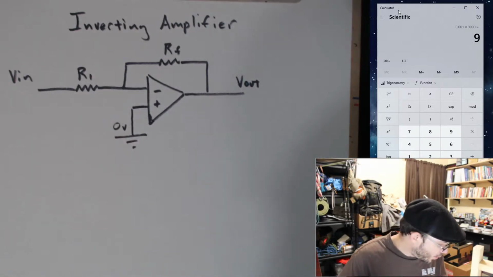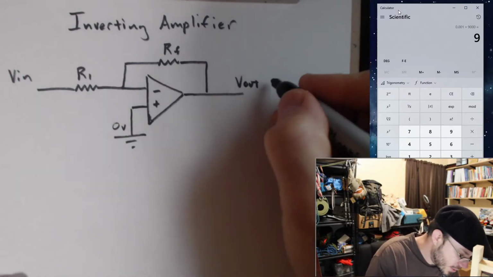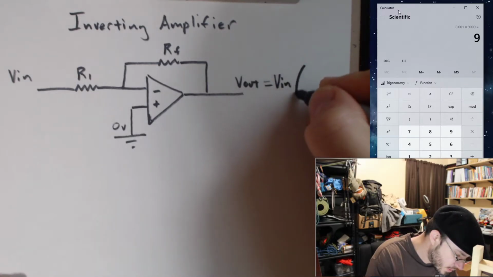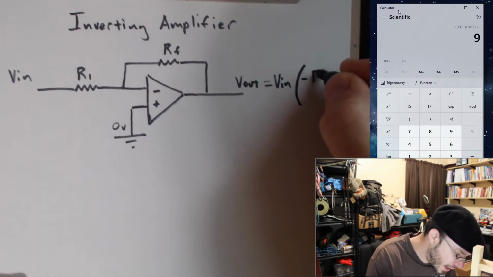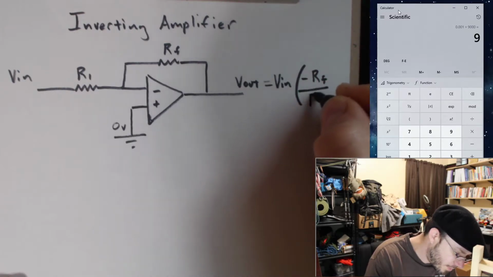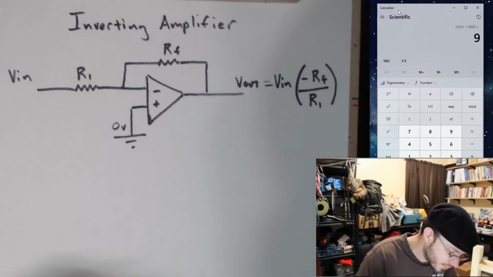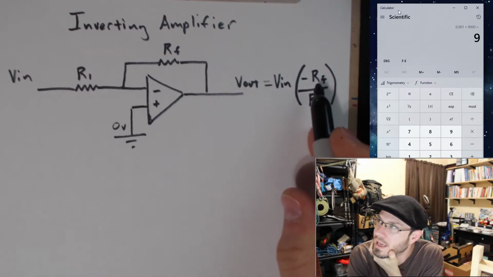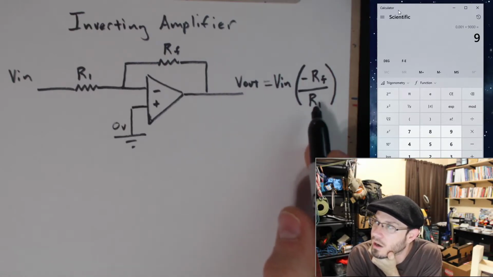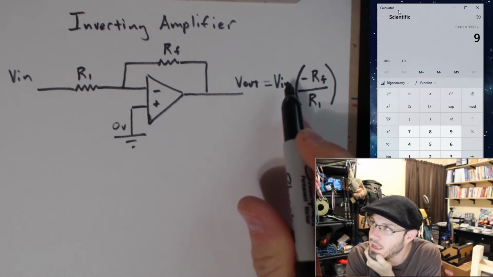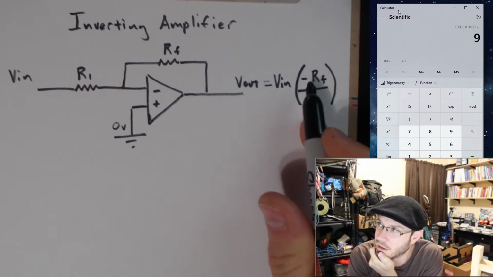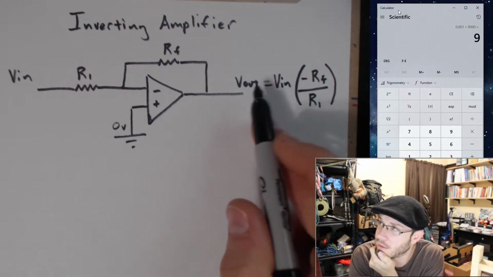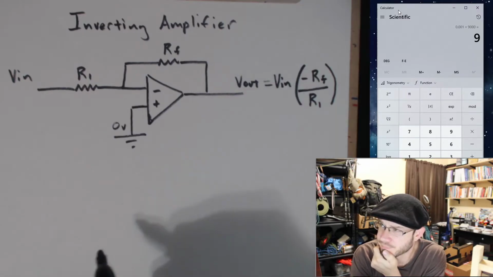So what is the equation for this? Well, V out is going to be equal to V in times minus RF divided by R1. And so our gain now is going to be a minus RF divided by R1, and that's multiplied by our input. We're going to end up with this negative symbol here on the gain. So we are going to get an inversion. If I have a positive on V in, I'm going to get a minus on V out, and vice versa.